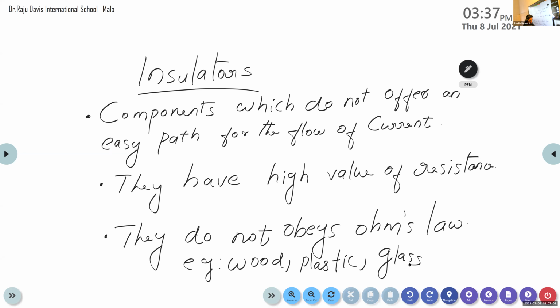So with this we have completed that portion of Ohm's law. Based on Ohm's law we can classify the components into conductors and insulators. Is it clear?